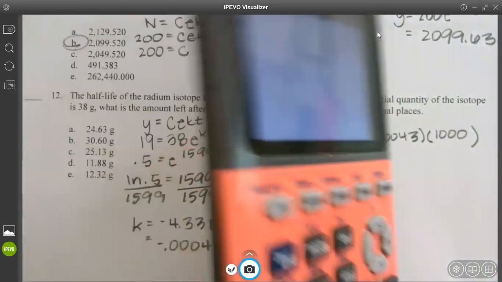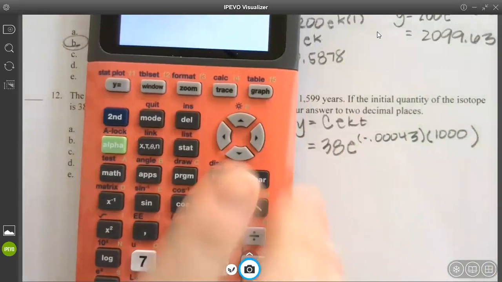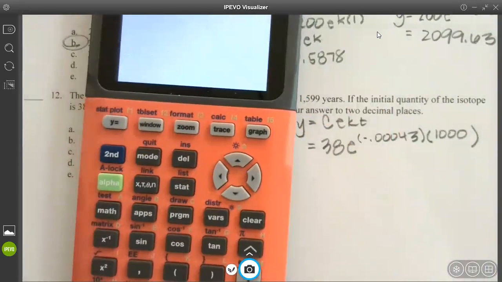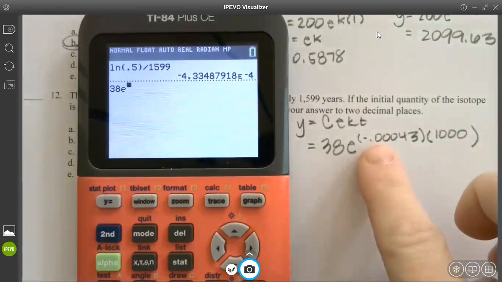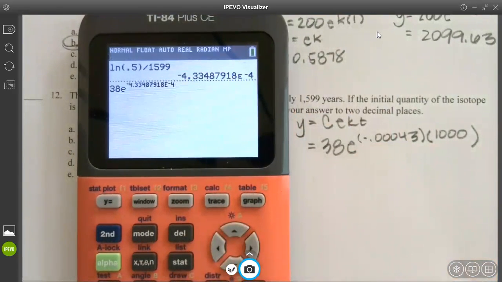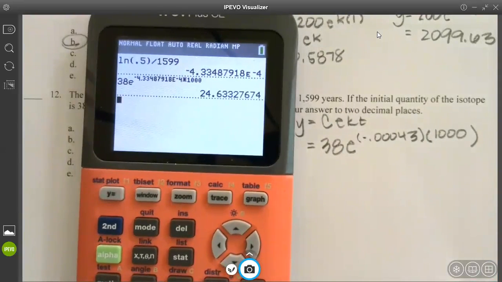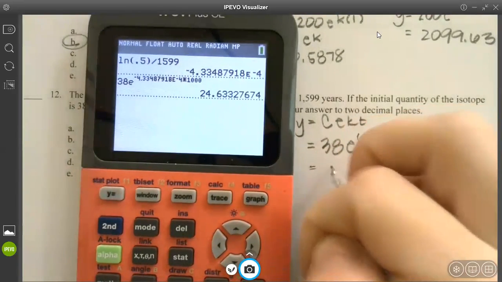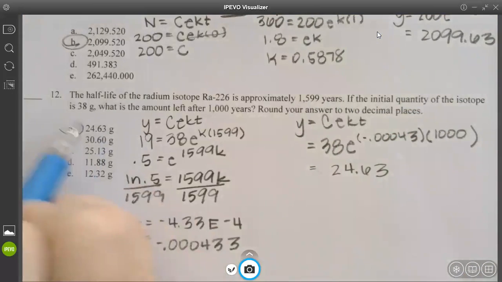When you guys do this, ln 0.5 divided by 1599, you see how you get that crazy decimal right there? When you go back to put this in, 38e, this one is what I'm talking about. Go ahead and just type that in like that, so that way you don't have to type it in or worry about rounding. And then hit your enter and you get what? That's how I did it instead of typing everything in. Okay.